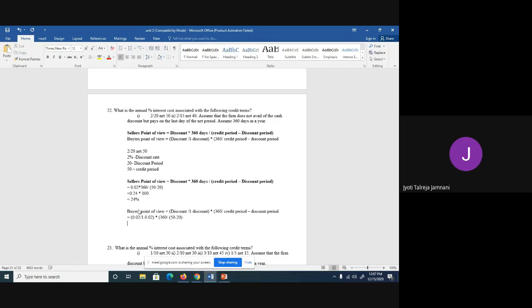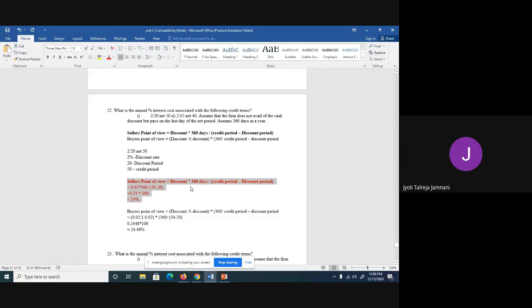So if you solve this, you will get 0.2448, which, if you do into 100, is equal to 24.48%. So it is almost similar. From seller's point of view, it is 24%. From buyer's point of view, it is 24.48%. What is important is this: we use this formula all the time. If they ask for both, you can do it for both. Otherwise, we can use only seller's point of view and find out the answers.